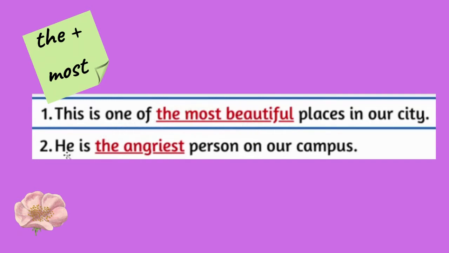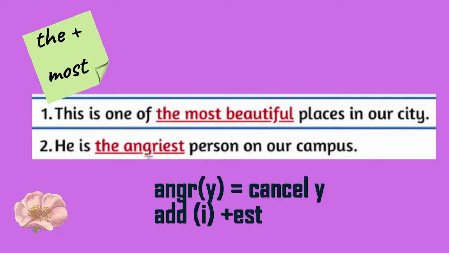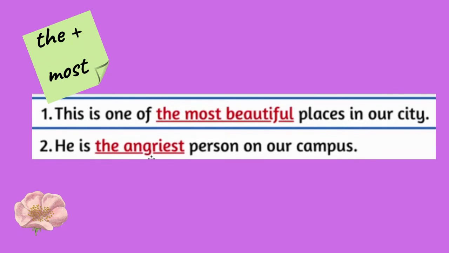The same thing with number 2. He is the angriest person on our campus. Because we are talking about that person as being so angry, and we have never seen such an angry person on campus. So in this case, we need to add iest. Why? Because the last letter of angry is Y, and in this case you need to cancel Y and add I plus est. So it will be the angriest person on our campus. And the same thing goes for the other adjectives as well.